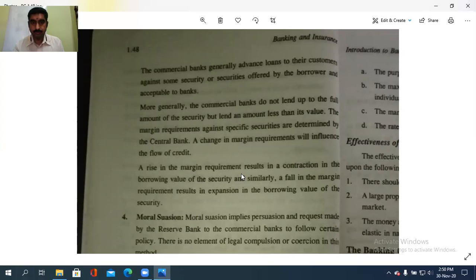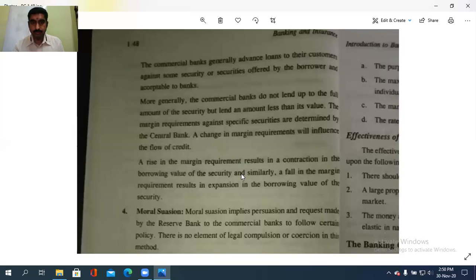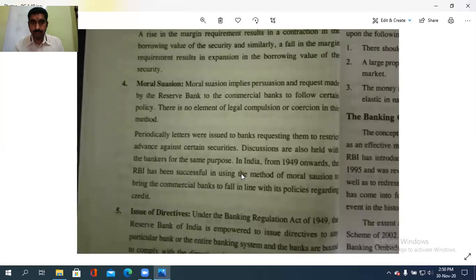So more generally, the commercial banks do not lend up to the full amount of the security, but lend an amount less than its value. The margin requirements against specific securities are determined by the central bank also. So that is the margin requirement. Another term is moral suasion.